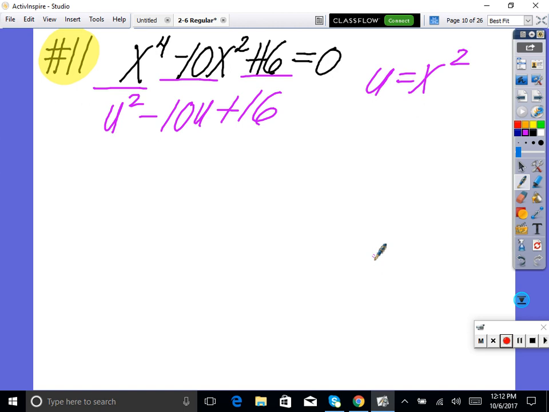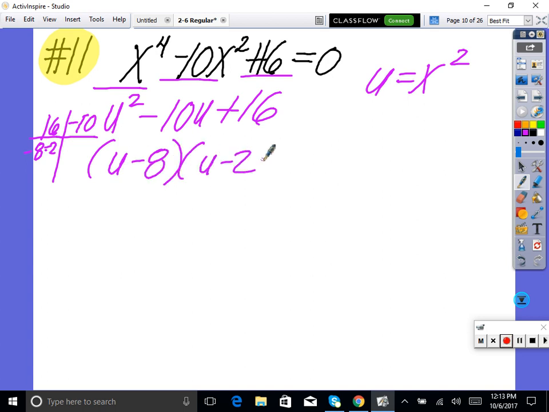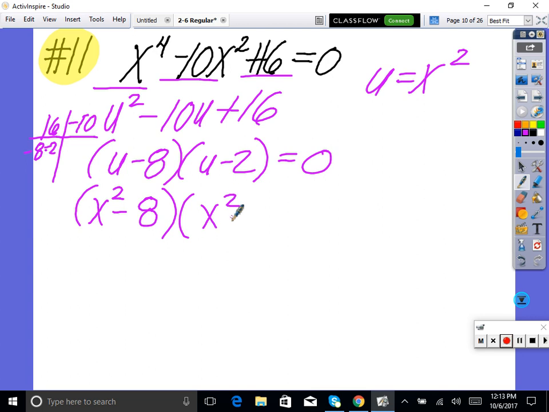So keep in mind, though, this would not work for like x fourth and then an x cubed. It wouldn't work. You see why? Then we wouldn't be able to substitute in a u right here. You get what I'm saying? Okay, cool. So now let's factor this. What multiplies to be 16 and adds up to be negative 10? 8 times 2, and negative again. So this factors to be u minus 8, u minus 2. But really, we weren't dealing with u's, we were dealing with x squared, so it really factored to be x squared minus 8 and x squared minus 2.